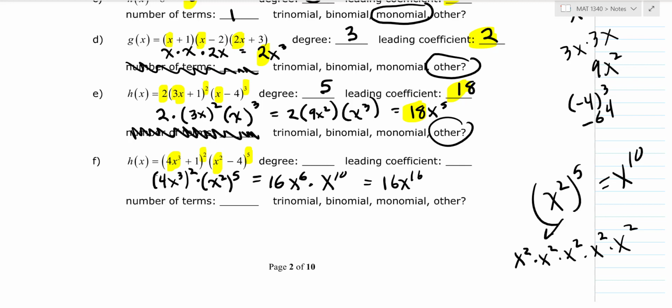If you take the 2 plus 5 would be 7. You have to pay attention to both the 3 and the 2. You have to pay attention to all the exponents in the problem. Okay, that's important. So what do you think the degree is now? 16. What's the leading coefficient? 16 also. Okay, that's it.